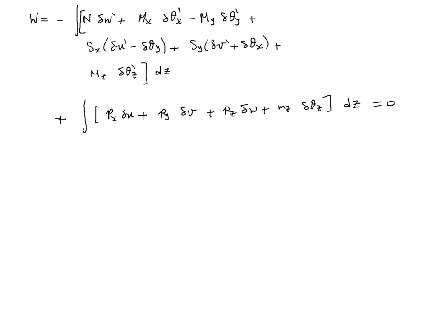Okay. So what I'm going to do now is to note that the displacements and rotations are independent. So we can choose delta u independently, delta v independently, delta w independently, and so forth. And since we have six different independent variations for virtual displacements to choose, then automatically we end up with six equilibrium equations, an equilibrium equation for each one of the variables.